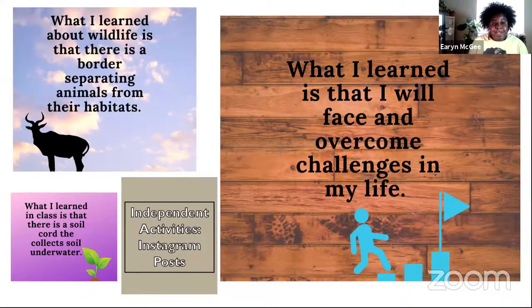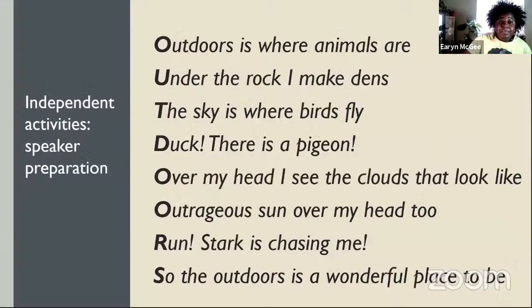So going into the independent activities, first we'll start with the Instagram post. And this is a series of 3 posts from one of the girls. And so she said, what I learned in class is that there is a soil core that collects soil underwater. What I learned about wildlife is that there's a border separating animals from their habitats. What I learned is that I will face and overcome challenges in my life. And I thought that was a pretty powerful takeaway for a girl to have from this program.